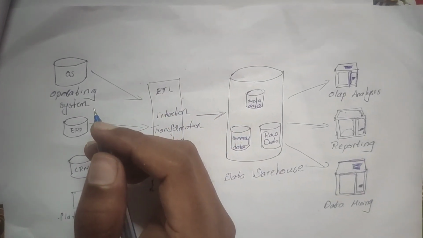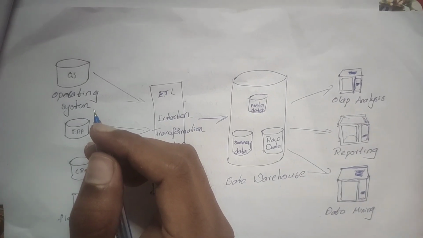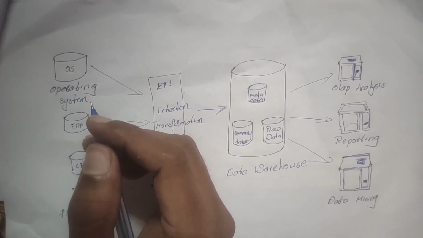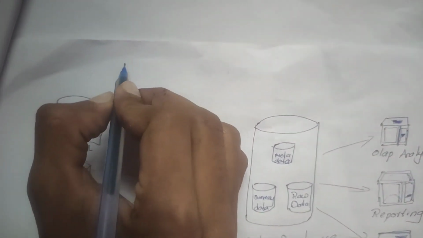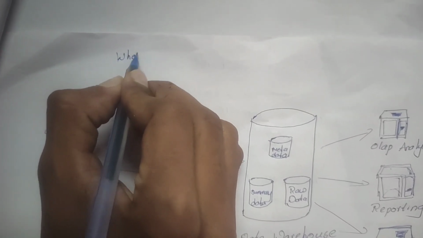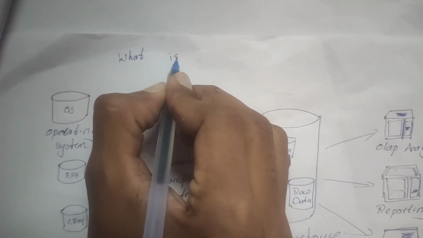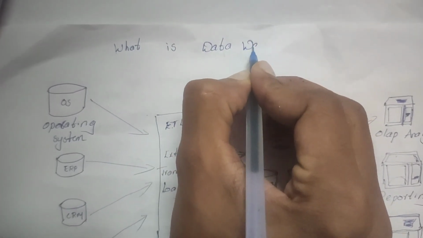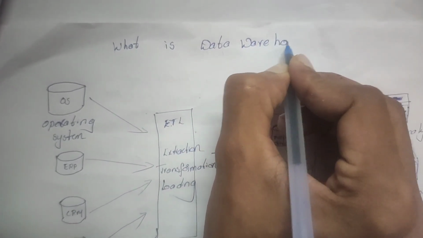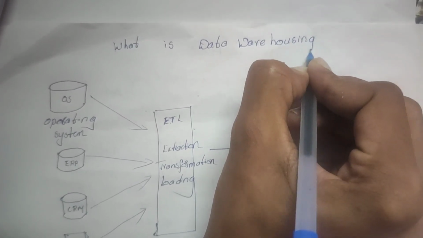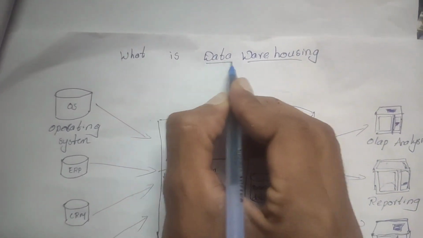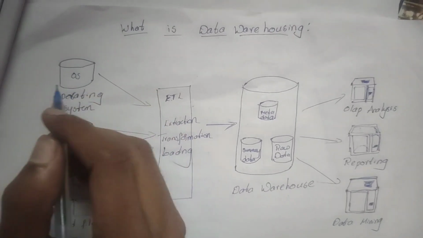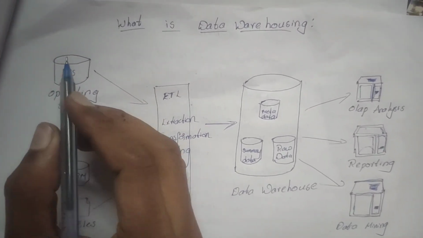Today we are going to study what is data warehousing and the characteristics of a data warehouse. Okay, first, what is data warehousing? Let us look into the definition of the data warehouse.